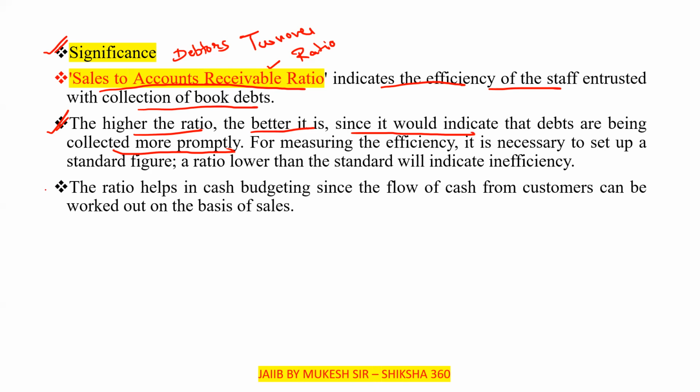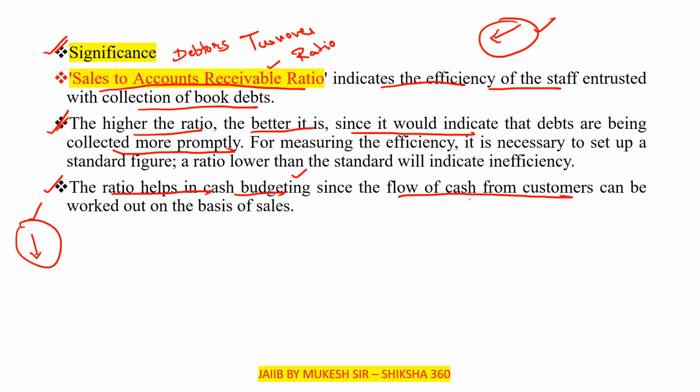So this ratio helps in cash budgeting, because if our ratio is good, we know that we are receiving the money on time, or we can say that our business is going well. And if it is less, we can say that there is some issue at some point.